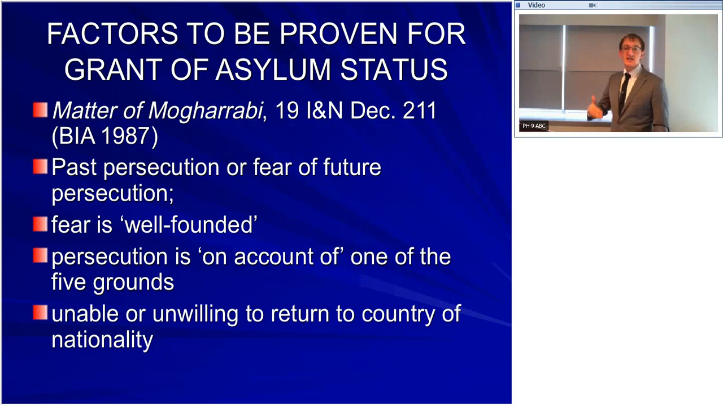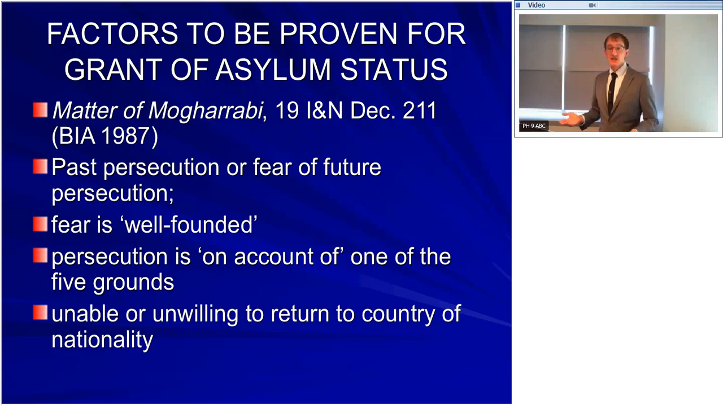And because there has to be a particular reason that motivates your fear, or maybe more specifically, that motivates your persecutor. And that speaks to the grounds, the "on account of," one of the 5 grounds of asylum.